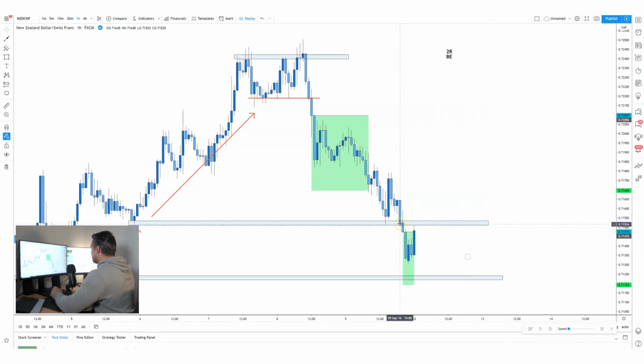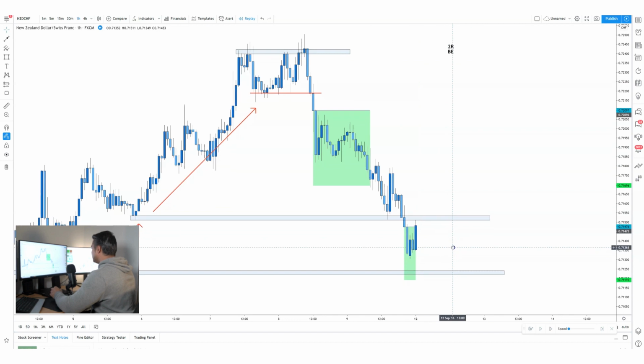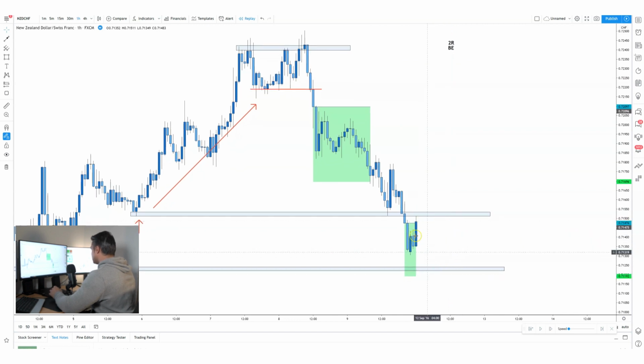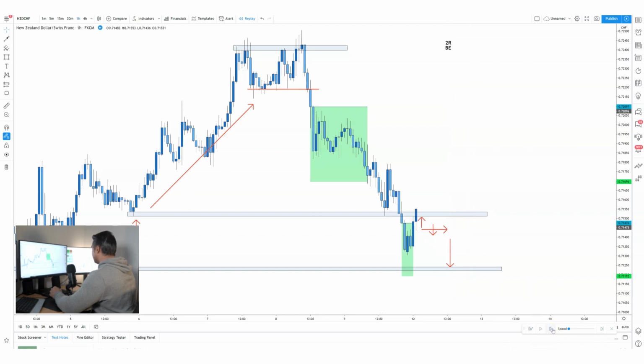Perfectly fine. Now we've broken below this structure, we could be retesting this level again. We'll have to monitor how price reacts. If price starts to push into this level without breaking above it, and then creates a level to work with, I could then look for a breakout of this level, and then a continuation back down to some of these lows here. So we'll see how this one plays out, and go from there.